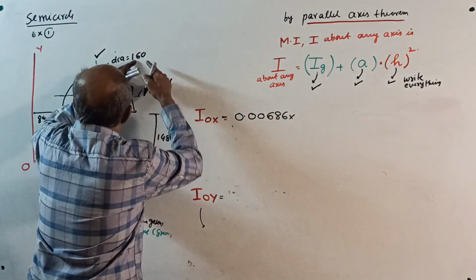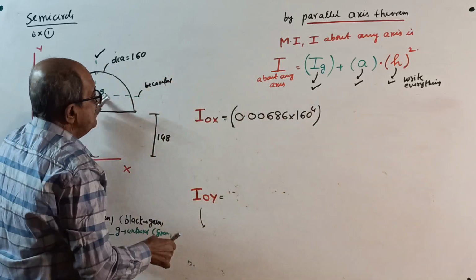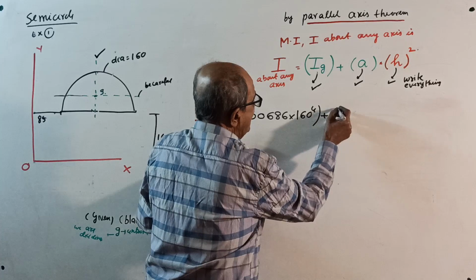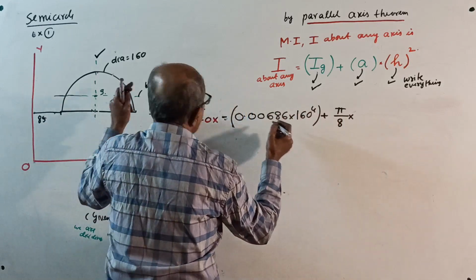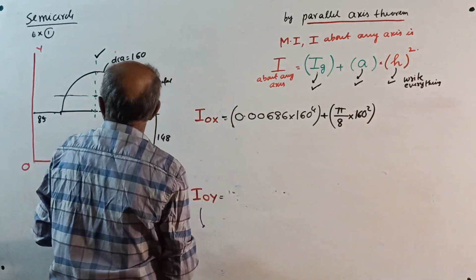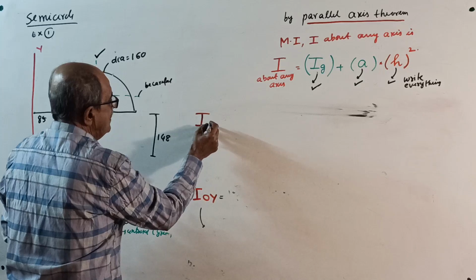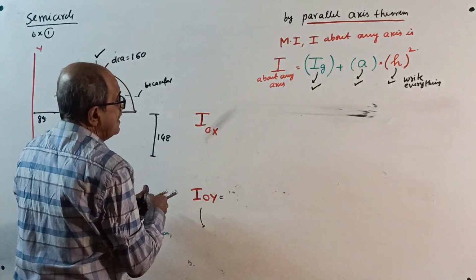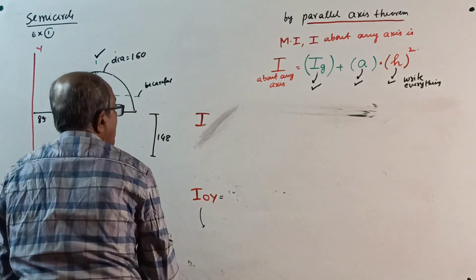0.00686 into diameter power 4, 160 power 4 is Ig. I told you, for this one, 0.00686 d power 4 plus area. Circle is pi by 4, semicircle is pi by 8 of diameter square. 160 square is the area. That's the space problem here. I'll write this. I'll tell you why it is a space problem. IOX equal to, space problem, because when I go to the next one, it requires a little more length here. I may go out of the board there. I don't want to go out of the board, or adjust the camera.